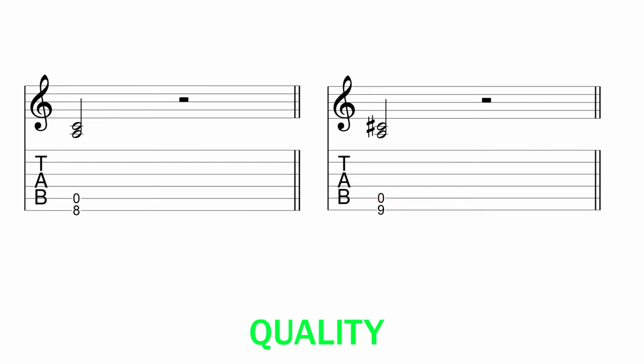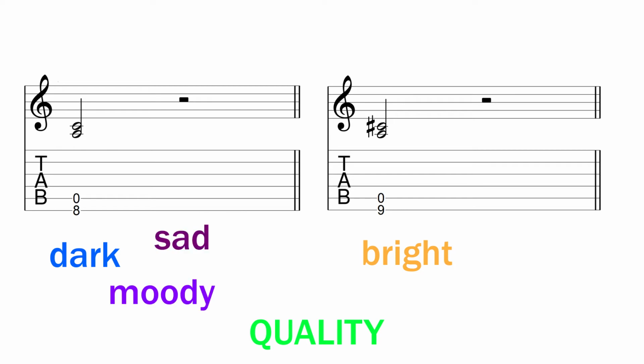Some people might say that the first example is dark while the second example is bright, while other people might say the first one is moody or sad, while the second example is cheery or happy. There's a lot of ways we could describe these qualities, which could make things confusing really quickly. To make it easier to talk about intervals, we use labels to describe how intervals sound.